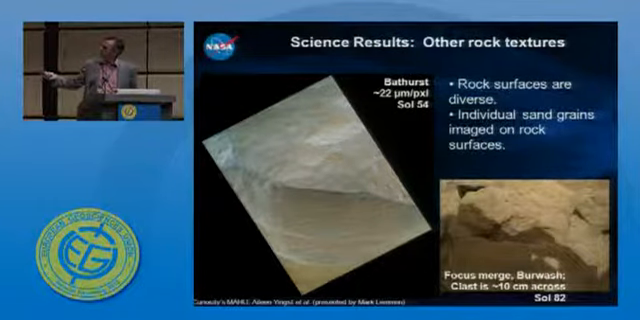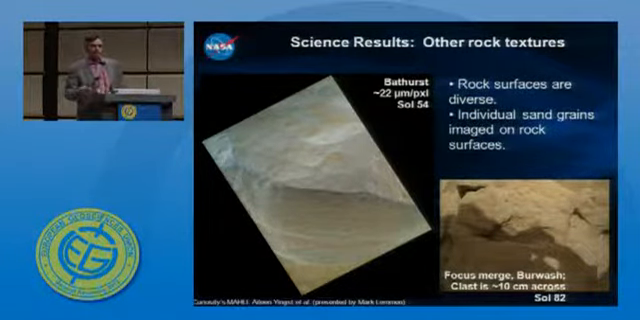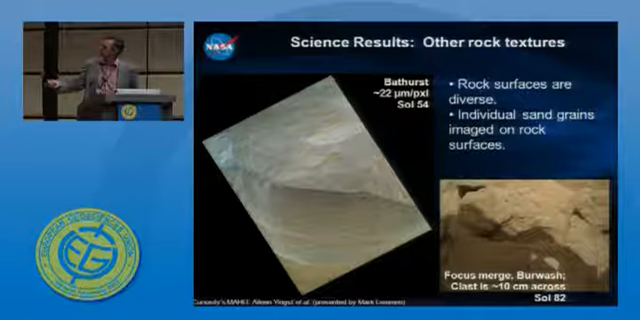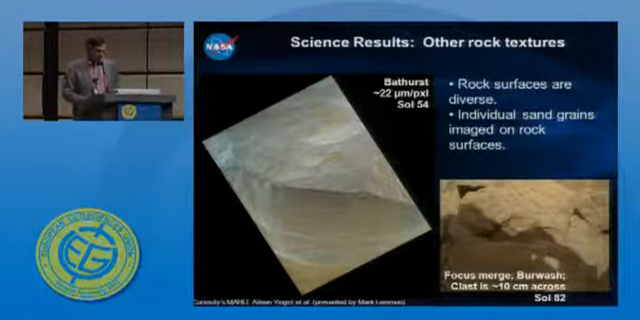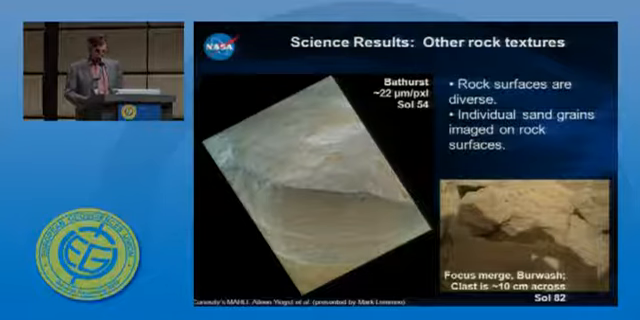Going off to Burwash, this is a focus merge. As I mentioned, we can change focus as we take the images. We've got a fairly narrow depth of field, but the images can be stacked and put together such that you've got a wider range of focus. So there's about a 10 centimeter look at Burwash. We see many different rock surfaces. That diversity increases after this first 100 sols that we're talking about right now.